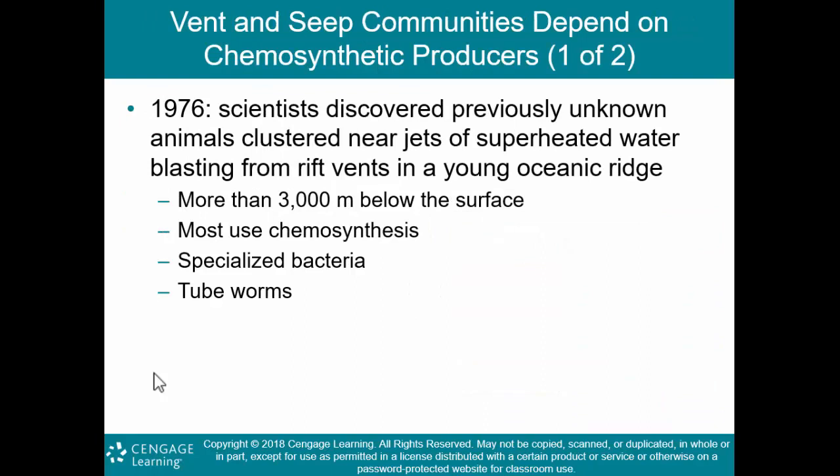So back in '76, the bicentennial of this country, scientists discovered previously unknown animals clustered near jets of superheated water blasting from rift vents along the young oceanic ridges. So remember, tectonics, you have converging plates, you have transform plates that slide by each other, and then you have diverging plates where the Earth's crust is literally splitting apart.